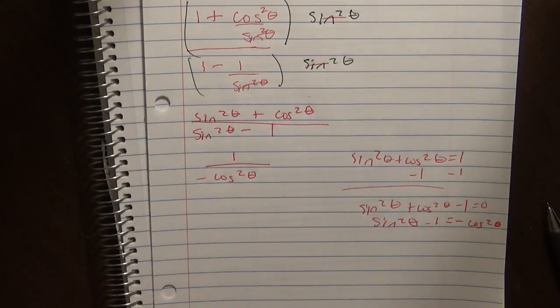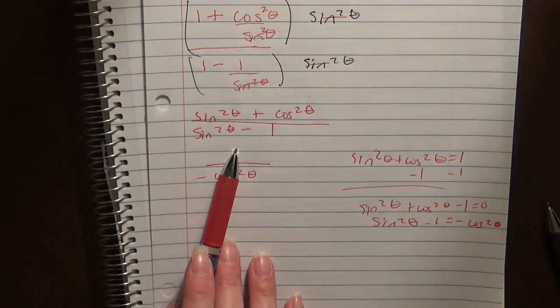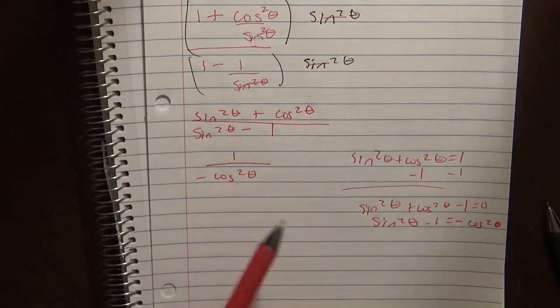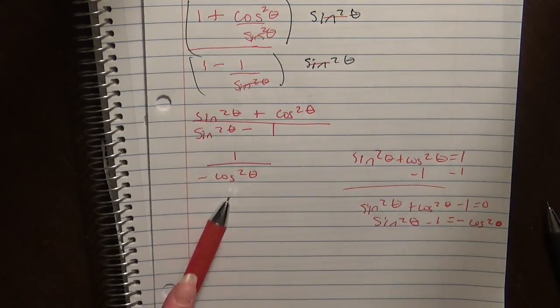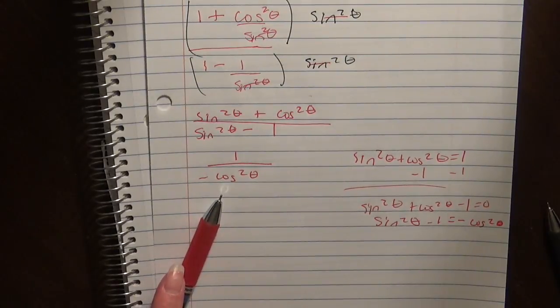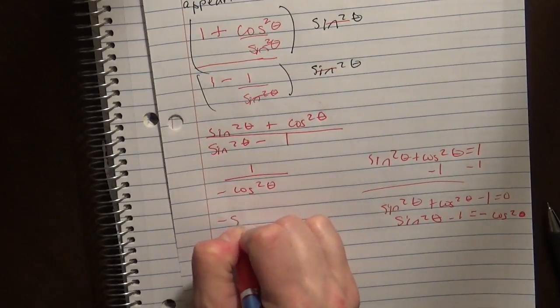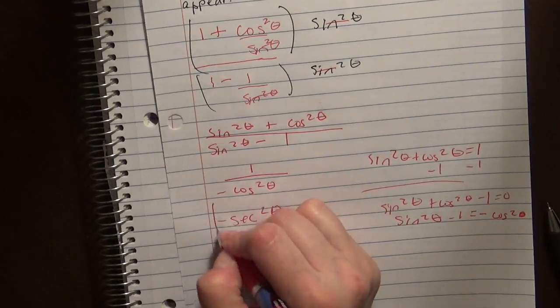Now, how does that help us? Well, it looks a little bit neater. Back in the previous step, it was harder to get it into an expression that did not have fractions. Now it's easy to convert. We know that the reciprocal of this is secant, so we can write this as negative secant square theta. And that's it.